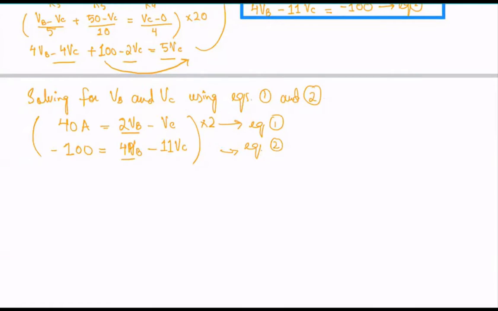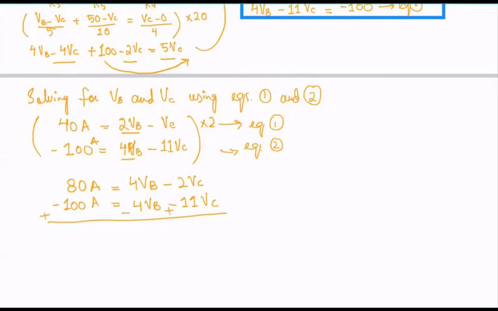So I will get what here? So 40 amps, this is negative 100 amps here. So 40 amps times 2 would be 80 amps, okay? 2 VB times 2 would be 4 VB minus 2 VC, correct? And then the bottom equation will be just exactly what it is, equals 4 VB minus 11 VC, okay? Solving simultaneously, so you get plus here, minus here, plus here. 4 VB minus 4 VB will cancel out. 80 plus 100 will give you 180 amps here, okay?